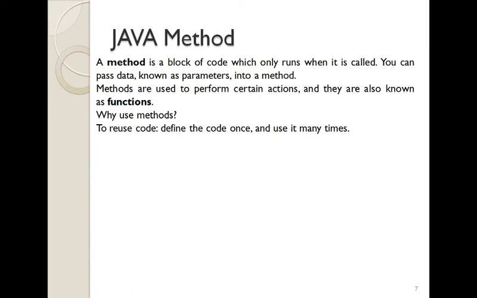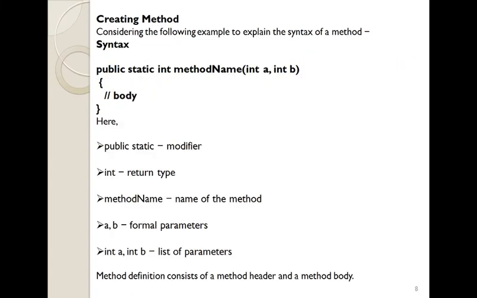What is a function? A function is a self-contained block of statements. So a function is nothing but a method. Why use methods? To reuse code: define the code once and use it many times. That's why we use methods in our program. So friends, how to create a method?